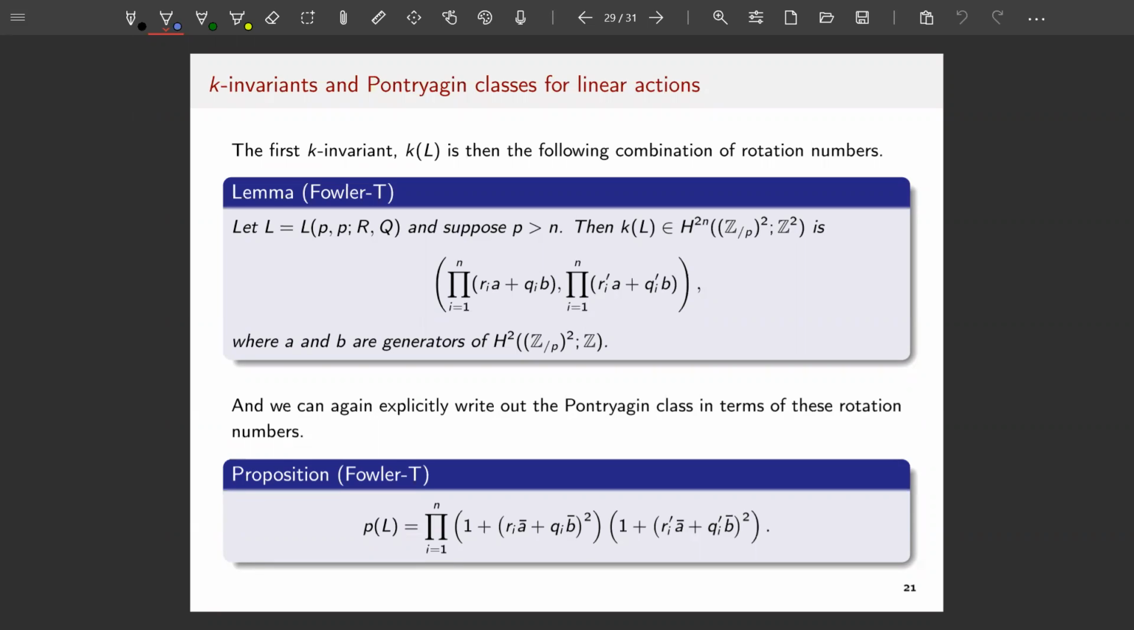Can I ask a question too? Yes, please. You had the assumption that P is bigger than N. How necessary is this assumption? Do you know if these theorems hold for smaller P?